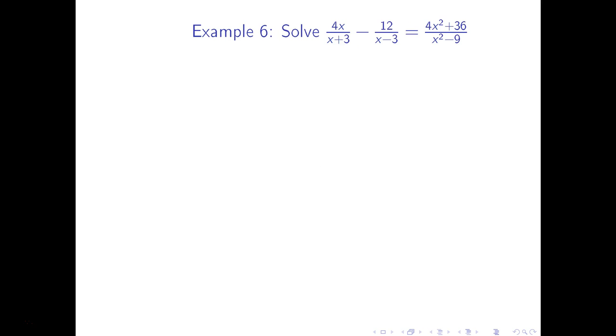Last problem. All right, we've done all this. I want you to solve it and check your answer. Go ahead.